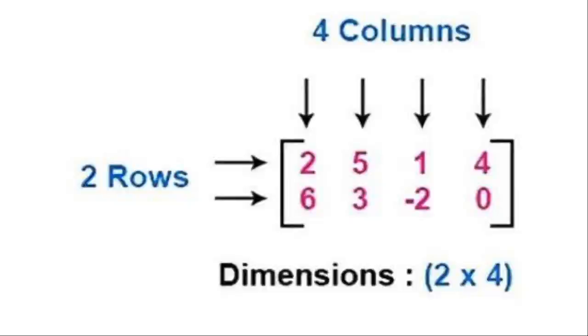So an example is this matrix. The columns are the ones which are going down and the rows are the ones which are going across from left to right. And the dimension of this matrix is 2 by 4, or we can say the order of this matrix is 2 by 4.